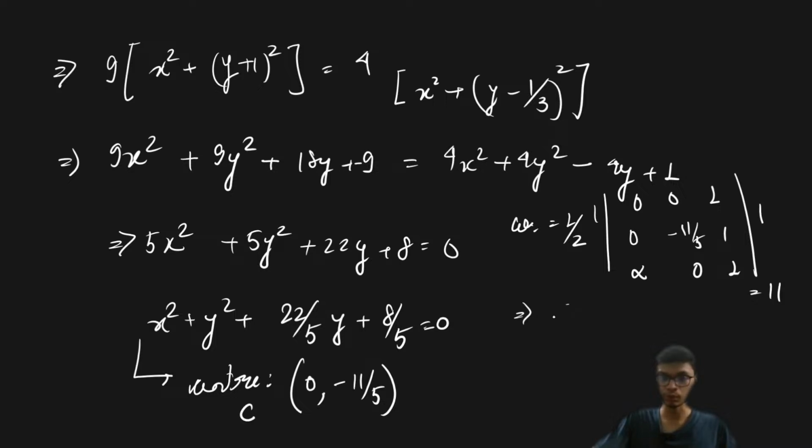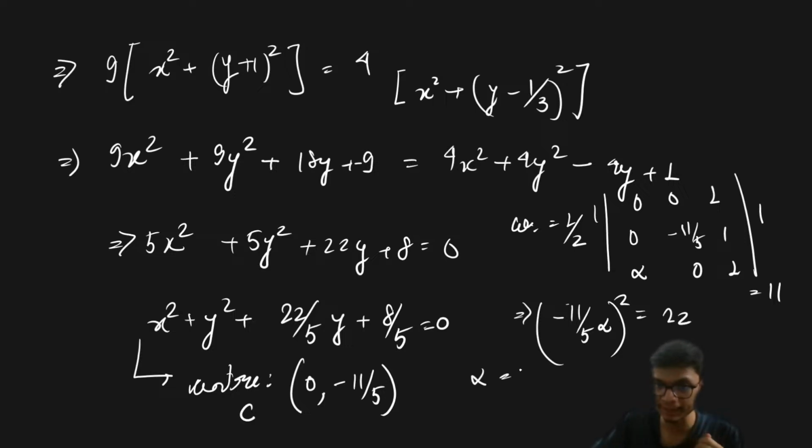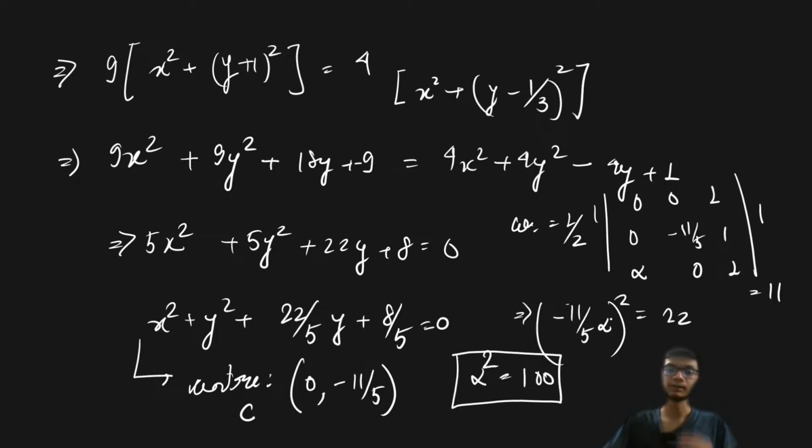It is going to be equal to minus of 11 by 5 alpha, and whole square of it is simply going to be equal to 22. So from this part we can simplify it and get the value of alpha. So alpha square from here is going to be equal to 100. You can check it. It is simply going to be equal to 100.